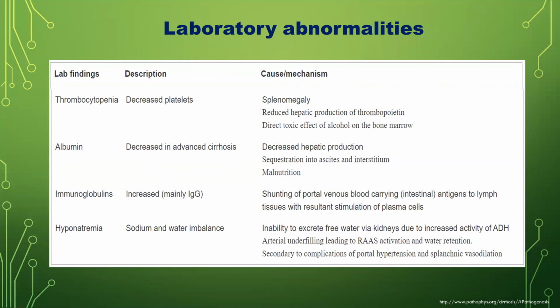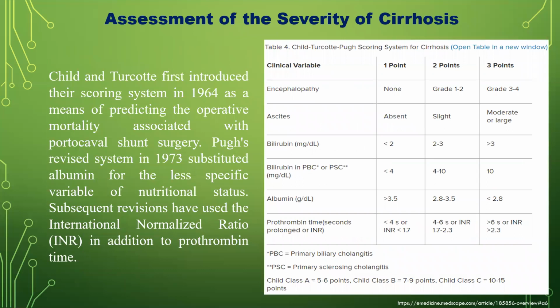Hyponatremia is explained by sodium and water imbalance. It appears due to inability to excrete free water via the kidneys because of increased activity of vasopressin, arterial underfilling leading to activation of the renin-angiotensin system and water retention, or secondary complications of portal hypertension and splanchnic vasodilation. Splanchnic refers to the internal organs.